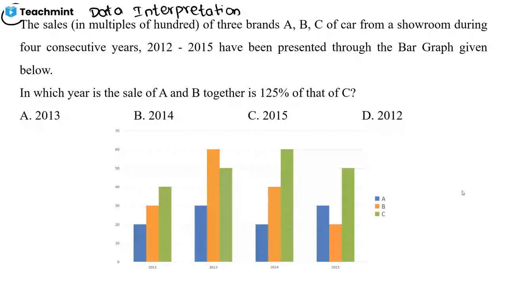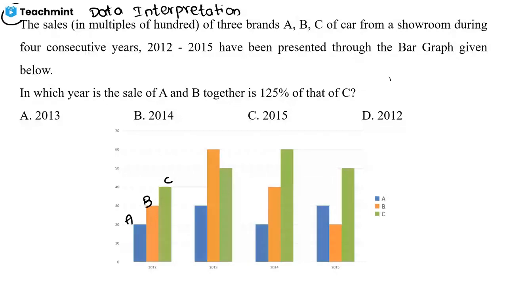Now, see this question. A and B together is 125% of that of C. In which year is that satisfied? You know, first one is A, next one is B, next one is C. Here, using the color indication, this is the bar graph. In which year A and B together is 125% of C. 125% means 5 by 4 times, or 4 is to 5 here.